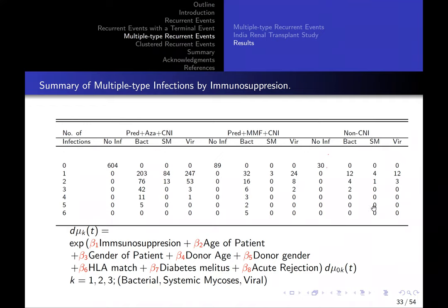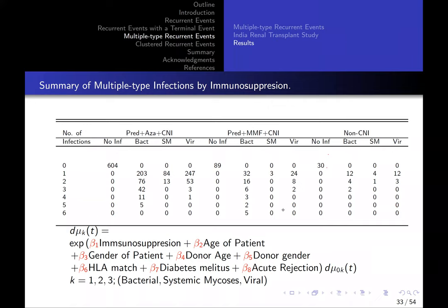So that's the non-CNI group. Then cyclosporine came. Some people were getting a combination of prednisone and cyclosporine, CNI. Then later, a very small group, when the study started around 2002, they added prednisone, CSA, cyclosporine plus mycophenolate mofetil. So we wanted to compare the number of infections and how they came.